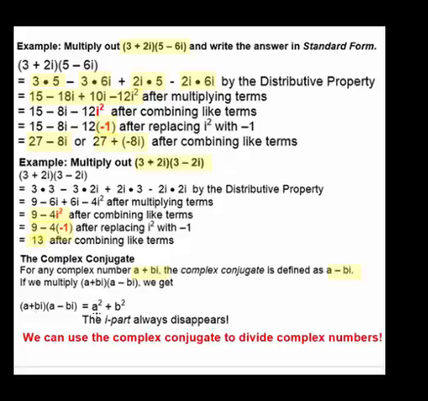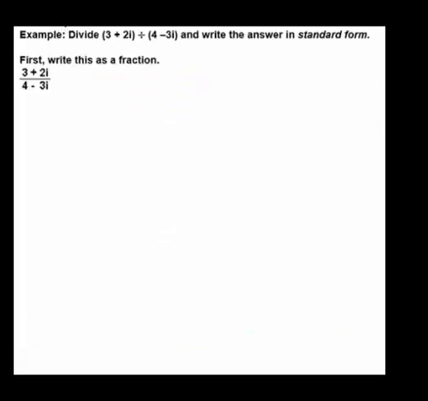We can use this fact to divide complex numbers. In this example, we're going to divide 3 plus 2i by 4 minus 3i and write the answer in standard form. The first thing we do is write this division as a fraction. Now, if we multiply the denominator by its conjugate, the denominator is going to turn into a real number. And we can do this as long as we multiply the numerator by that same conjugate. So that's what we do here.